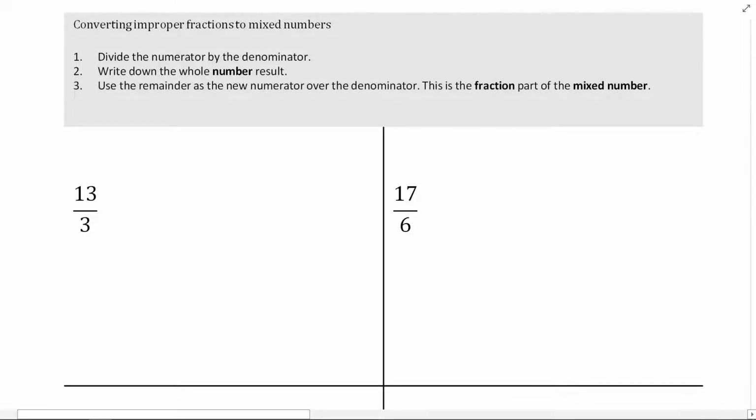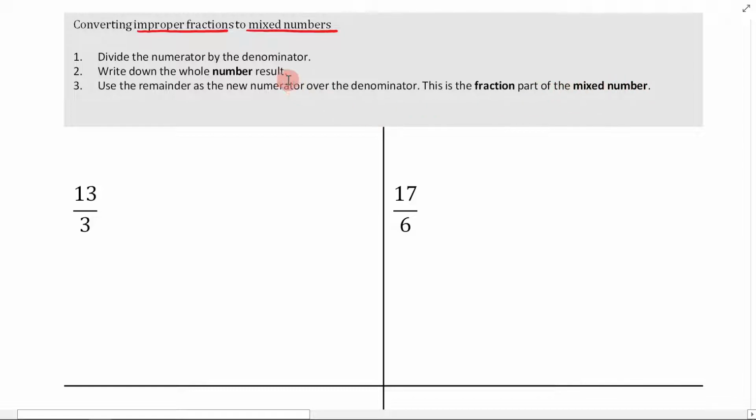We are now going to learn how to convert an improper fraction to a mixed number. Step 1, divide the numerator by the denominator. Step 2, write down the whole number result. And then step 3, use the remainder as the new numerator over the denominator. This is the fraction part of the mixed number.